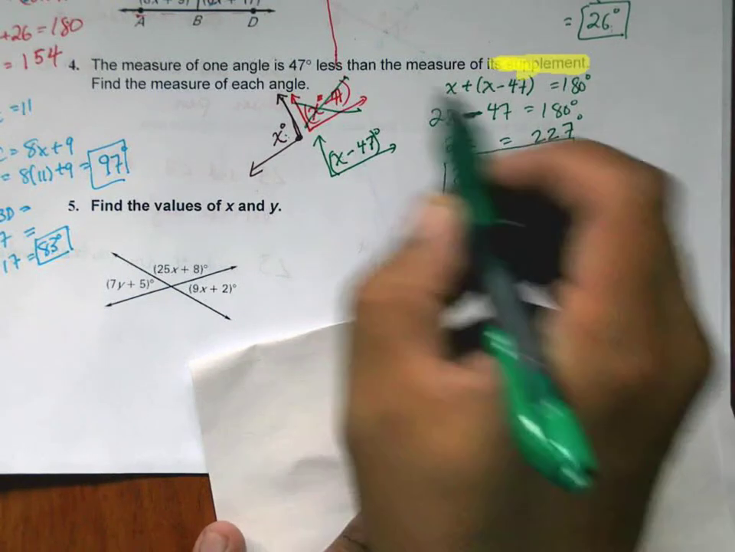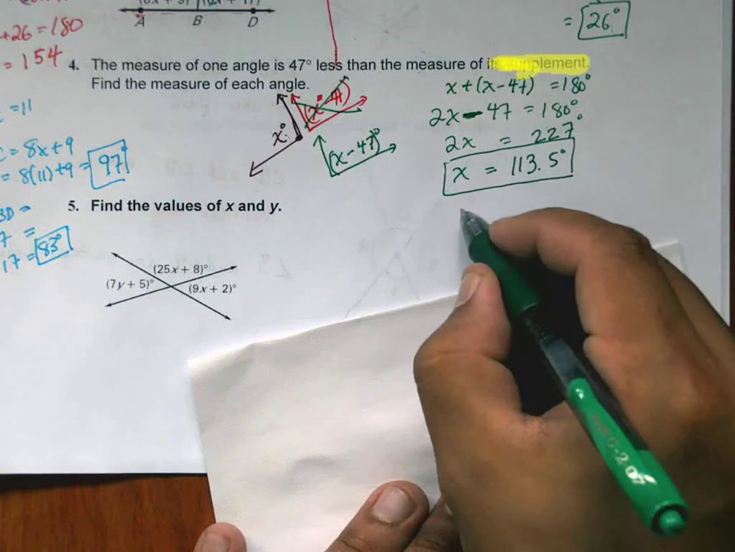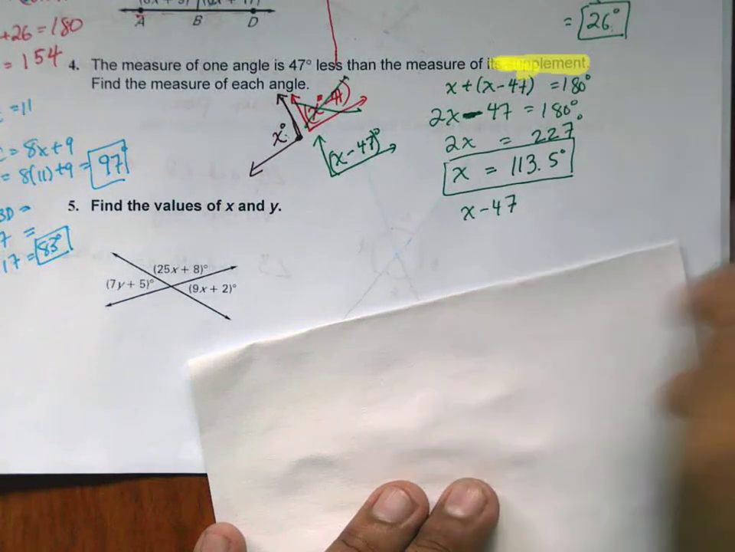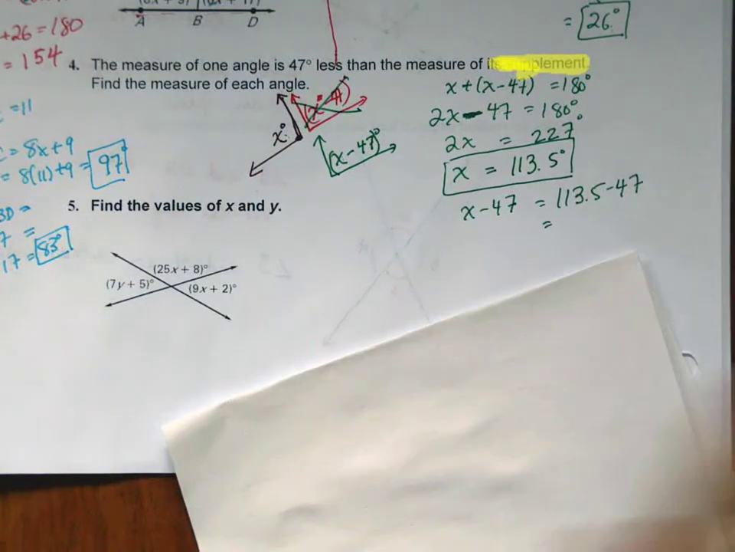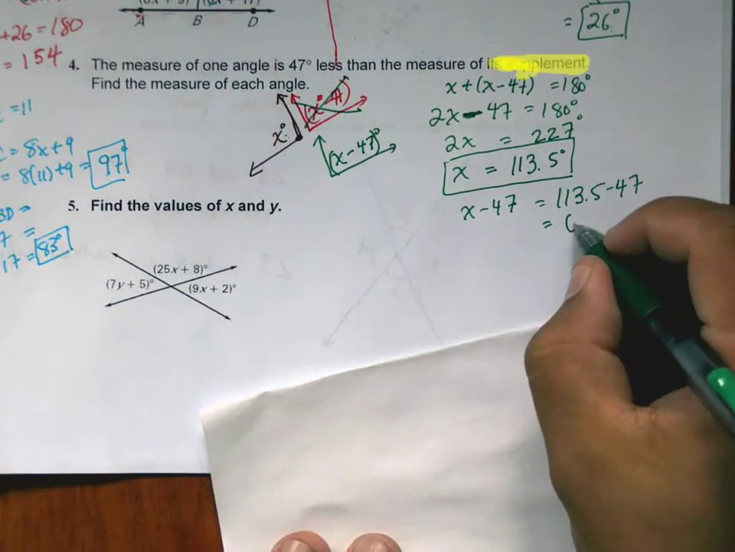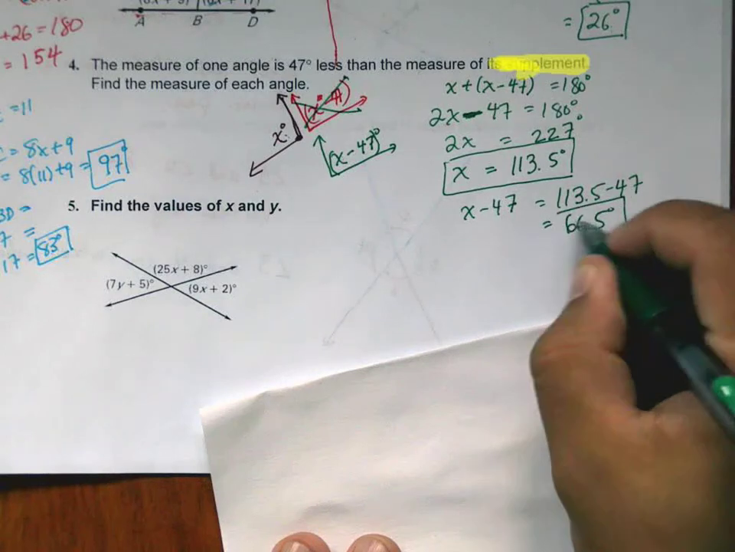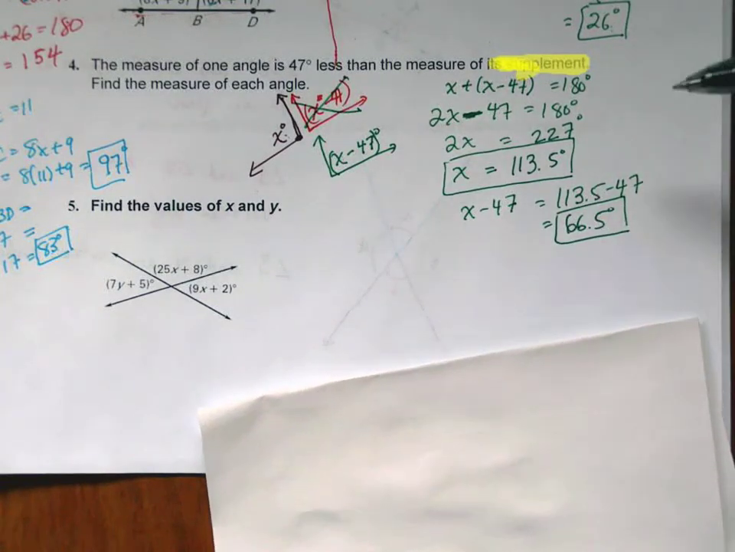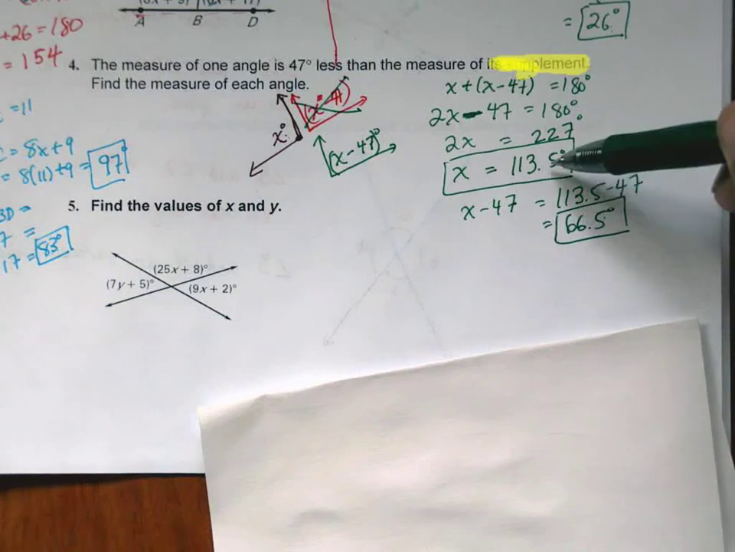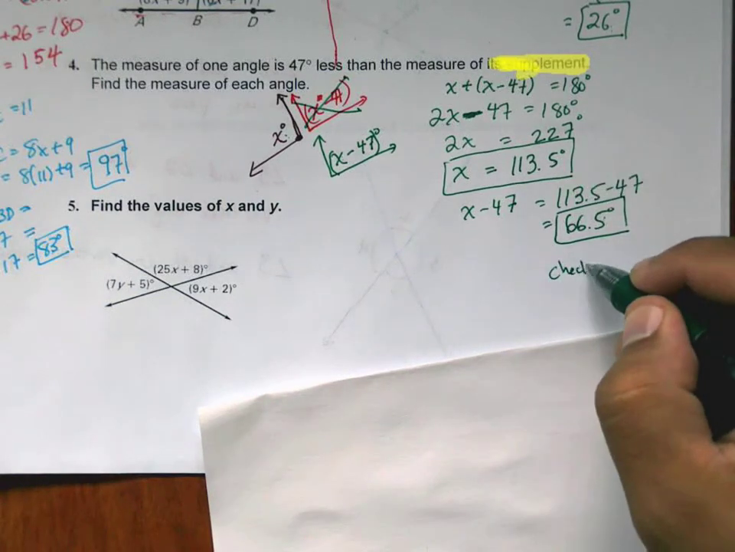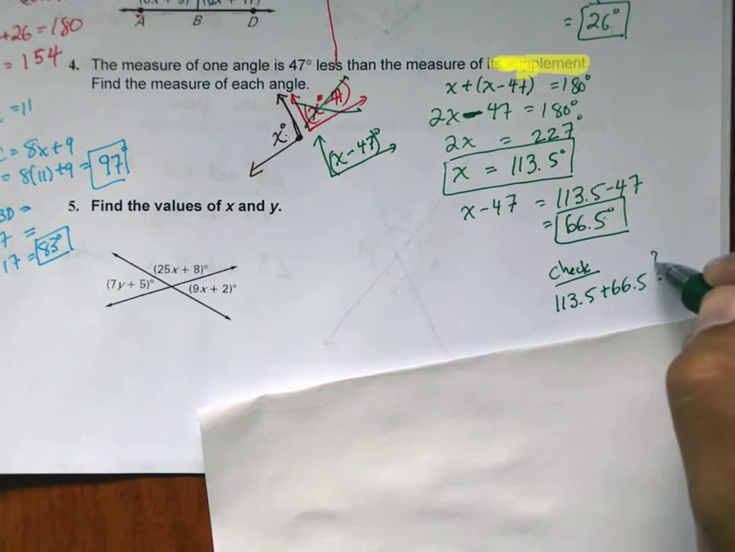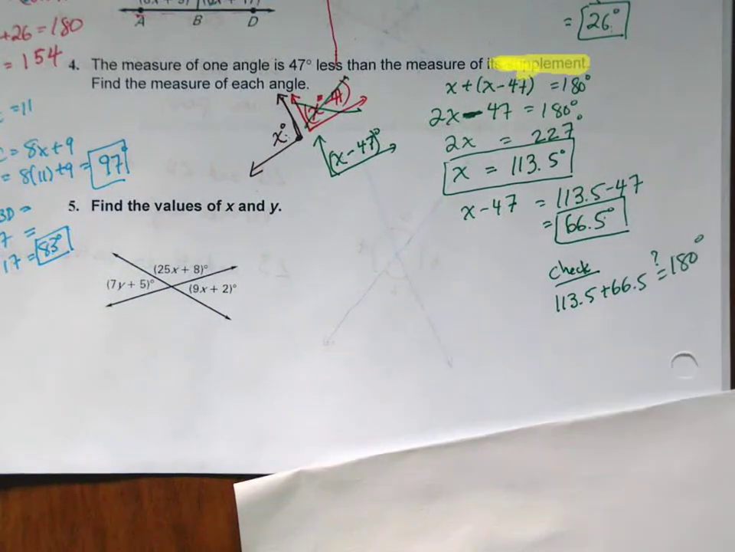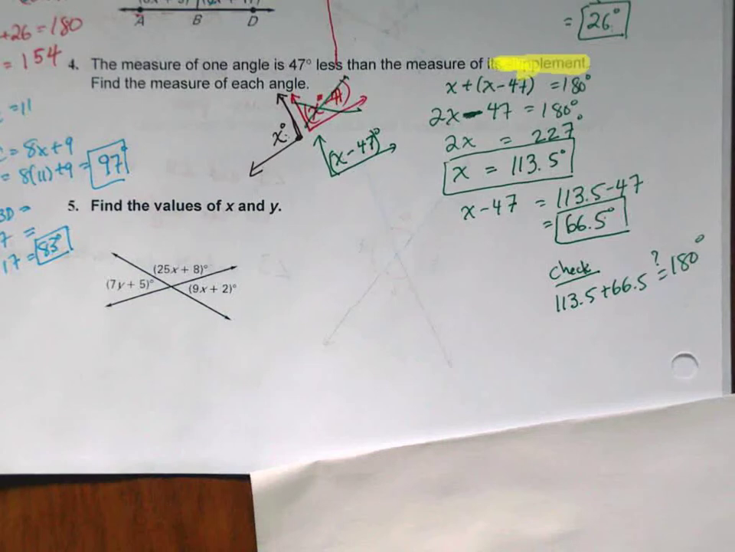So this is one of the angles. That's what's represented here. The other angle is, of course, x minus 47. So that's 113.5 minus 47, which is 66.5 degrees. So these are the two angles. And how do we know that this is true? Well, 66.5 is less than 113.5, and the other way we can check is to see if 113.5 plus 66.5 equals 180 degrees. Is that true? And if it is, then this is correct. And it is. If you do the arithmetic, you'll see that it is correct.